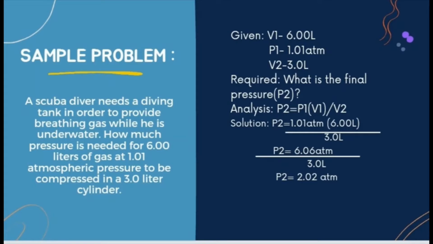Given: first volume, 6 liters; first pressure, 1.01 atmospheric pressure; second volume, 3 liters. Required: what is the final pressure? Analysis: P2 = P1 × V1 / V2. Solution: P2 = 1.01 atm × 6 liters / 3 liters = 6.06 atm·L / 3.0 liters = 2.02 atm.